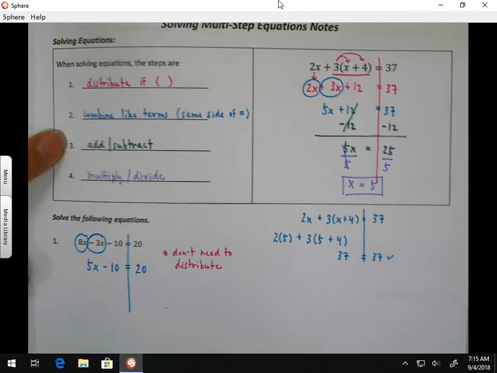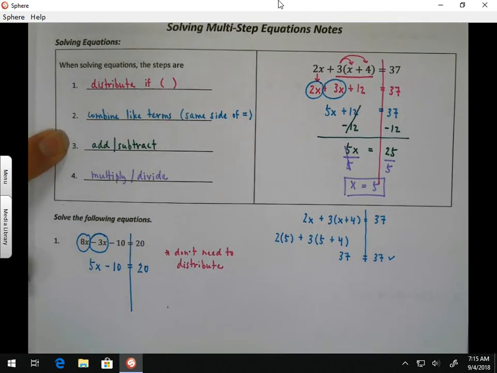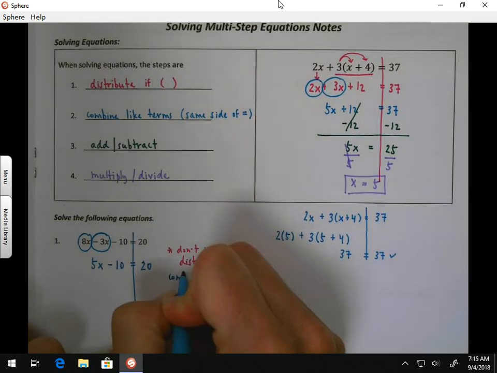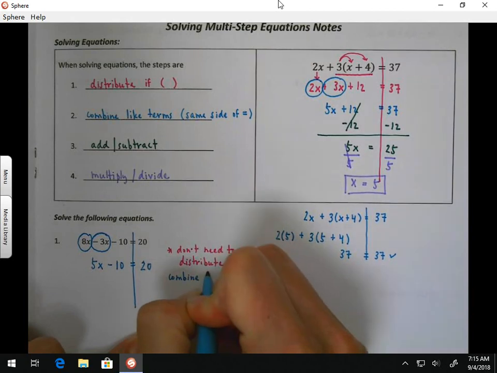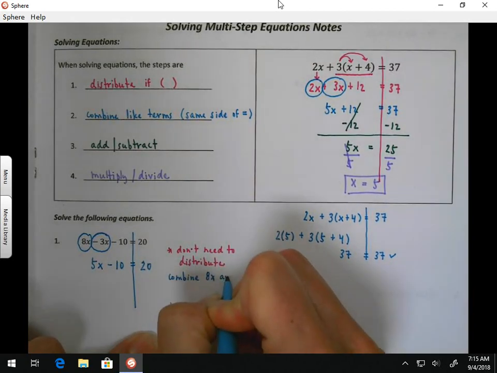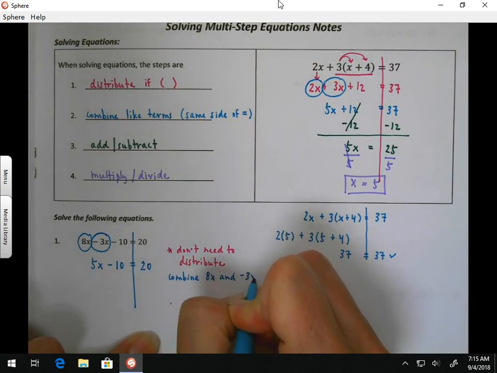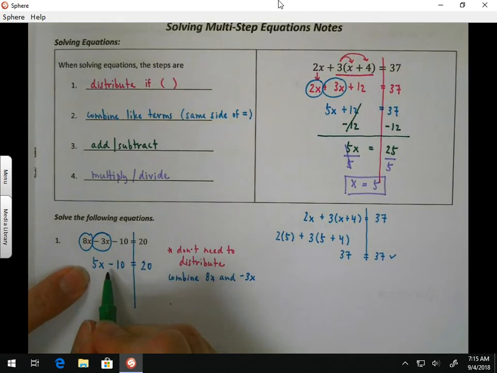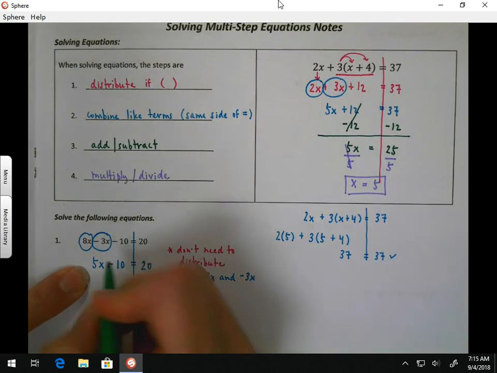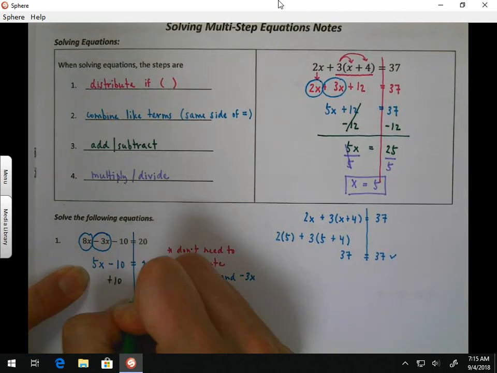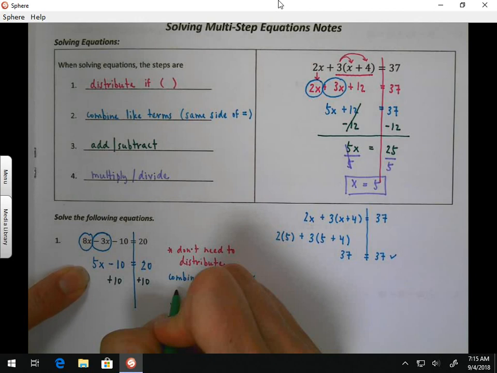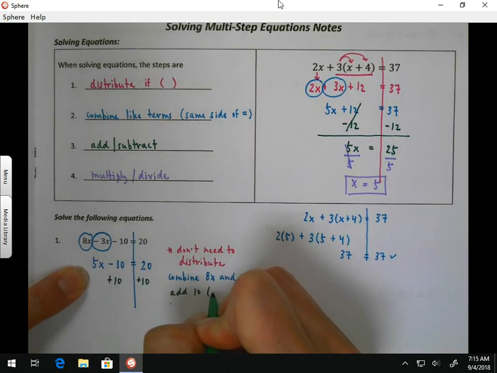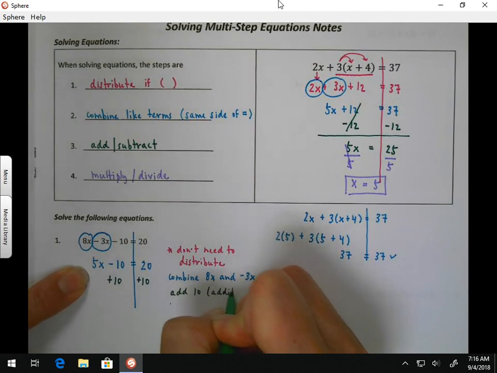So now I need to either add or subtract. Actually, let me make a note here that in the blue we combined 8x and a negative 3x. Okay, for my next step, since this is a minus 10, I'm going to add a 10 on both sides. And I'm going to say add 10 because addition is the inverse of subtraction.